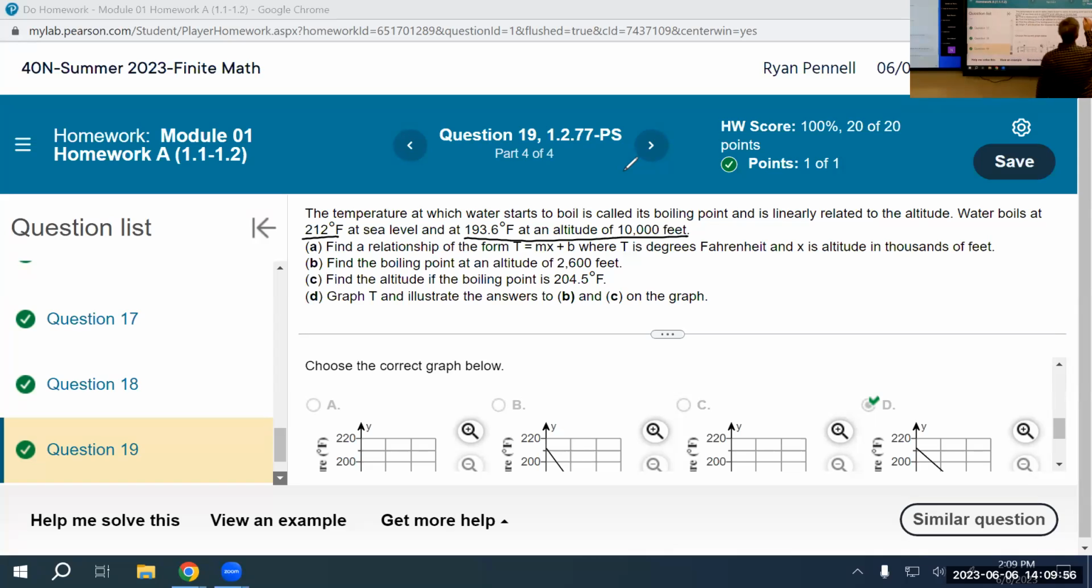All right. So what is that first point? The first point is at sea level. What on earth does that mean? I think that means at altitude 0. That's how I take it. I think that means altitude 0, it boils at 212. At 10,000 feet, it boils at 193.6. There's 2 points. From there, you can find your line.